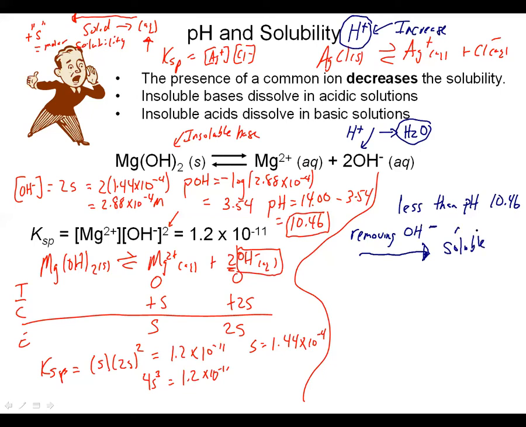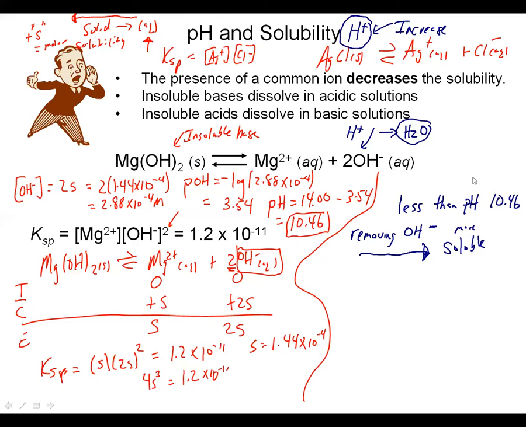In that case, we will get more of the solid to dissolve. And that's what it means by insoluble bases being soluble in acidic solutions, because when we drop the pH, we add more H plus, the H plus removes the hydroxide, causing the equilibrium to shift to the right and making more of that solid start to dissolve.